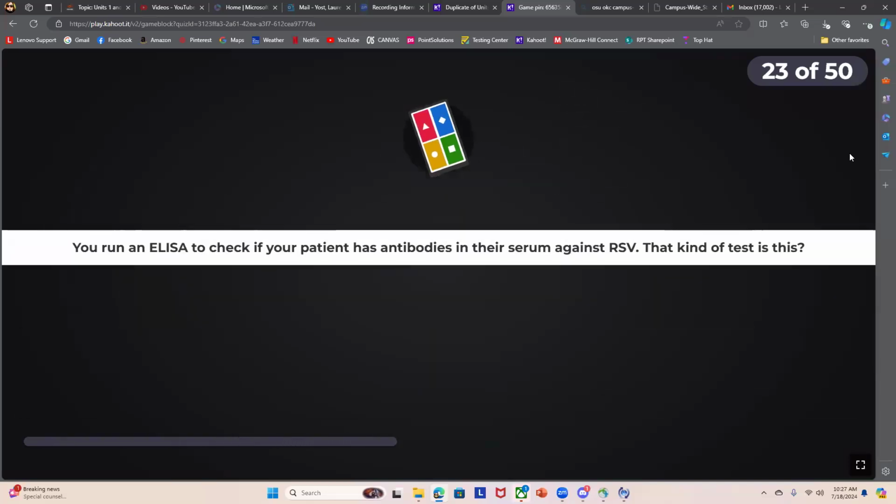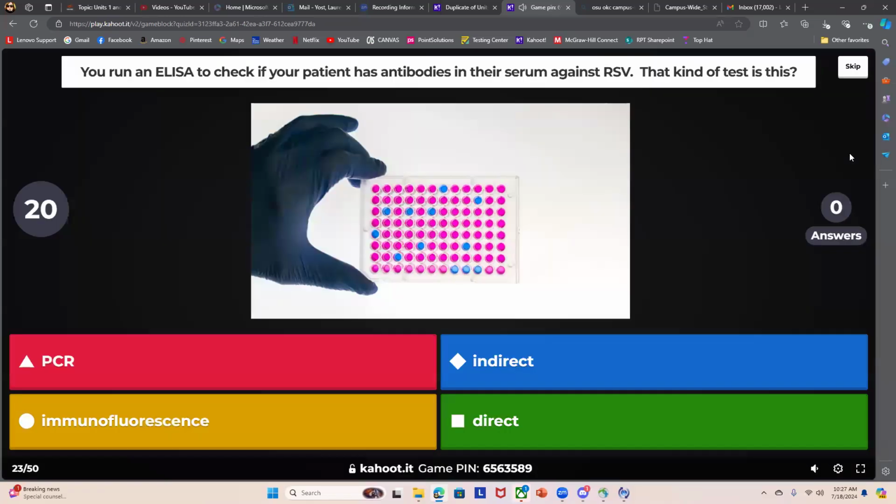Okay, so you run an ELISA to check if your patient has antibodies in their serum against RSV. What kind of test is this?